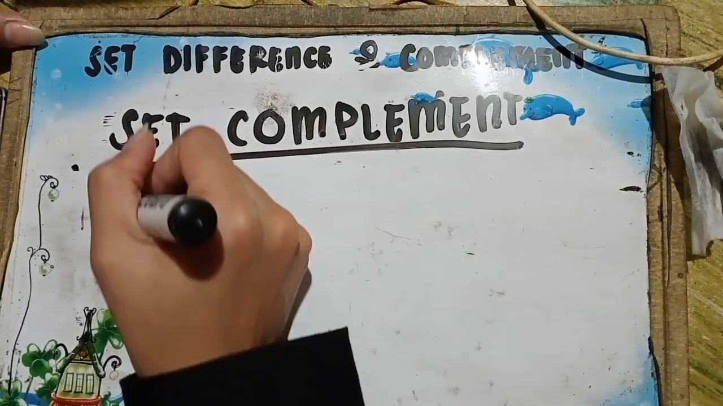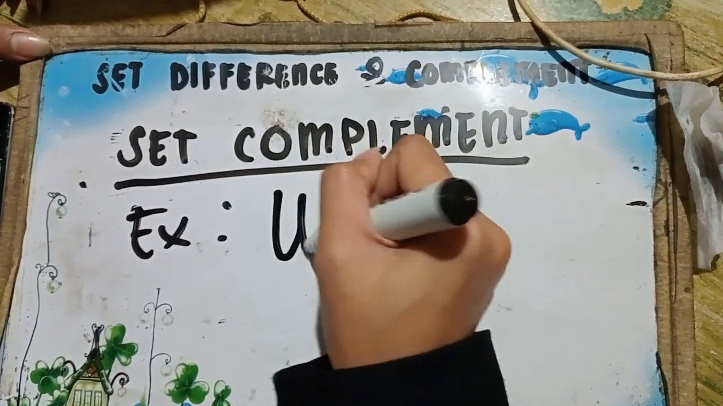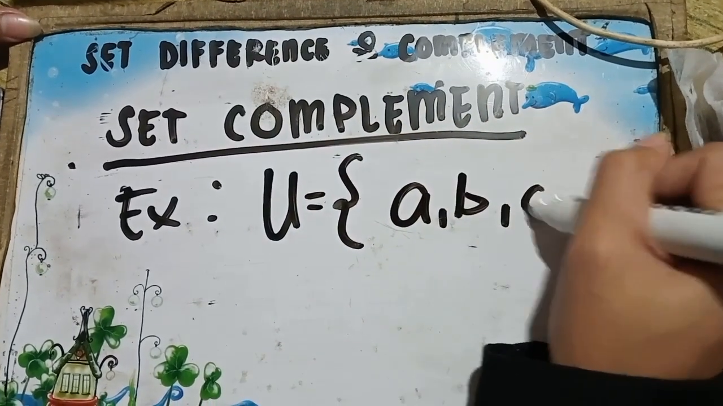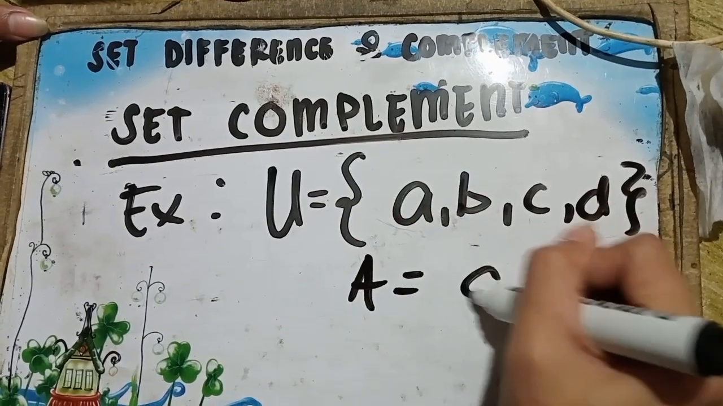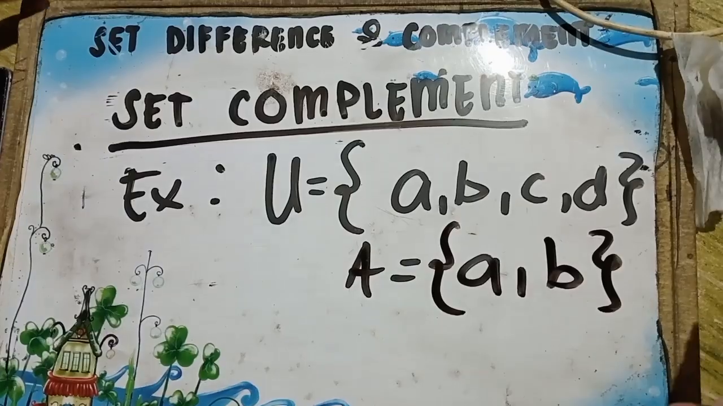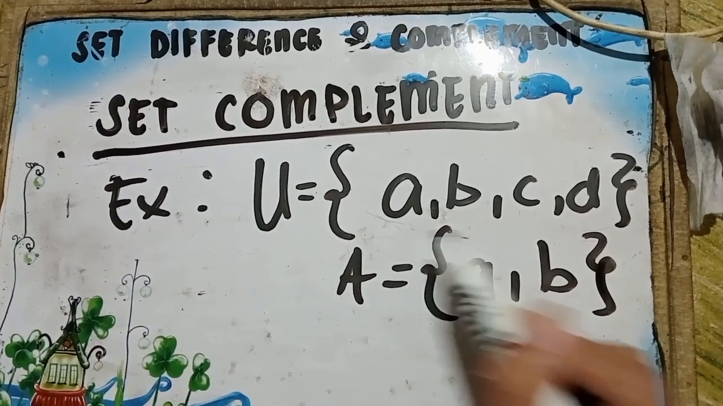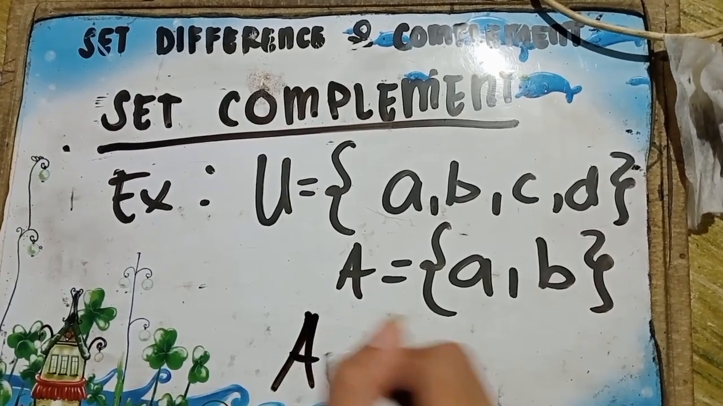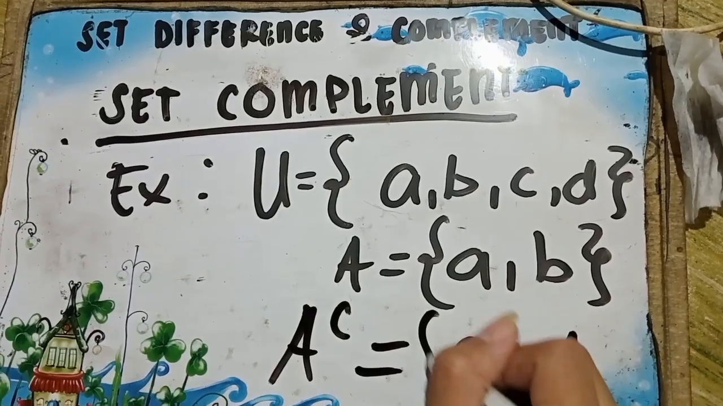Now let's try another example. If our universal set is A, B, C, and D, and our set A is A and B, what letters are in our universal set but are not in A? So our A complement is C and D.